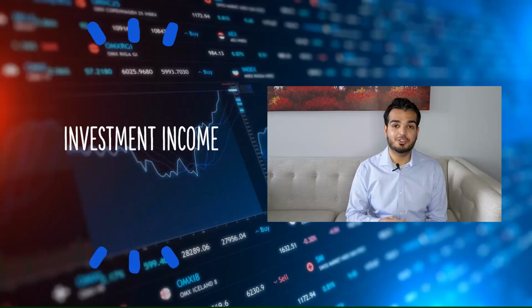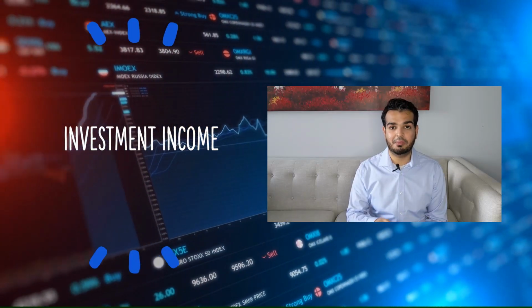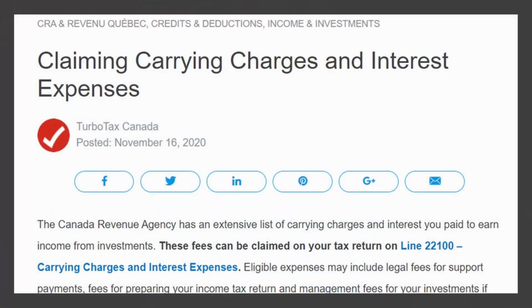The tax law also requires a taxpayer to pay tax on income from a property, which can include interest from investments, loans, and rent from investment properties. But the good news is you can also deduct certain expenses that are directly related to earning this type of income. Looking at tax on capital gains.